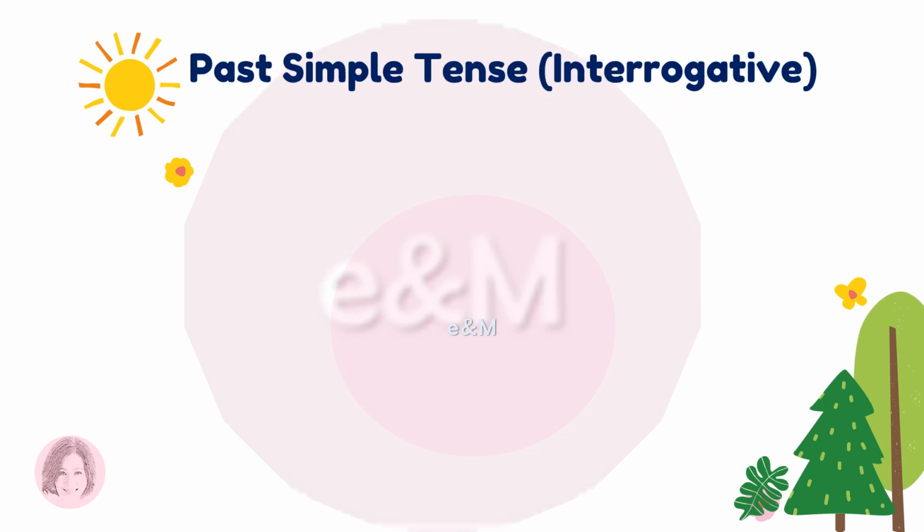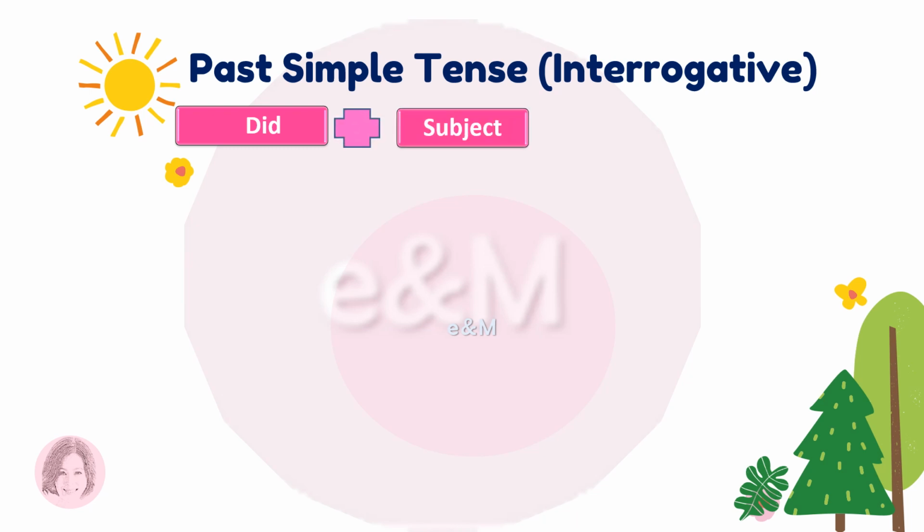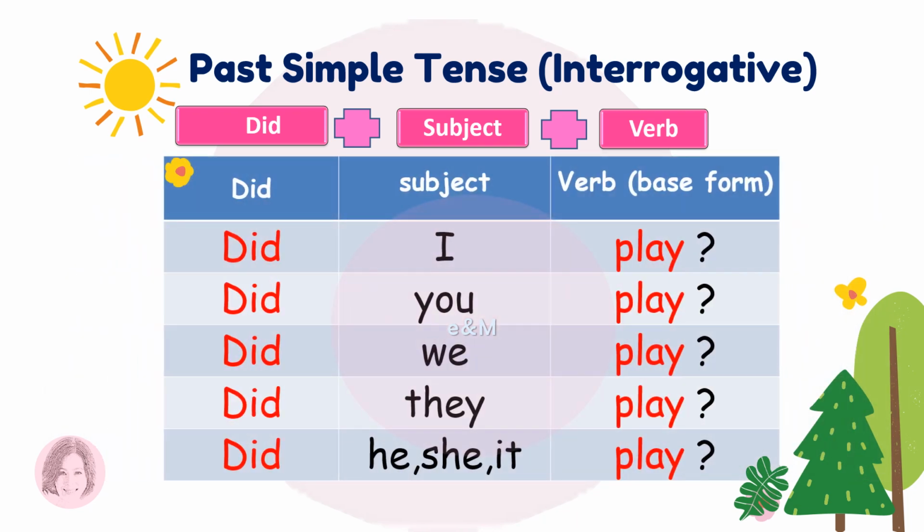Now, let's have a look at past simple in question form, interrogative form, for all verbs, regular and irregular. Did plus subject and the base form of the verb. Okay, no matter what the subject, we start the question with did. Okay, then we use the base form of the verb.